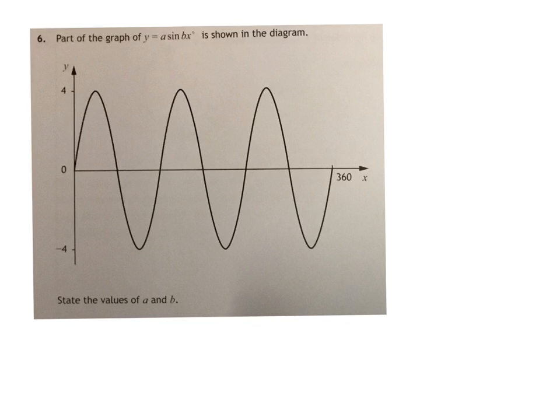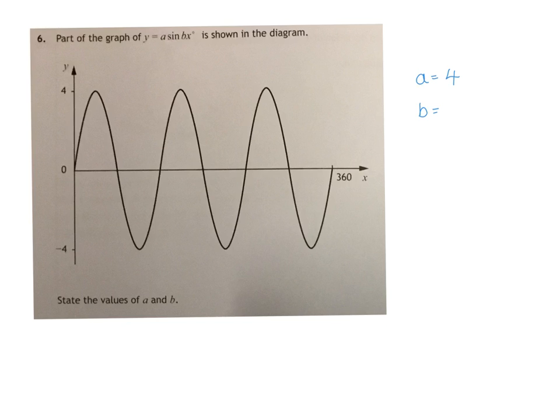Okay, so question 6, we've got a graph. It's part of the graph y equals a sine bx. So our a is our amplitude. It just says to state the values of a and b. We don't have to do anything else, so we have to find a value for a and a value for b. So a is the amplitude, so that's how high the graph goes. So that's 4. So a is just 4.